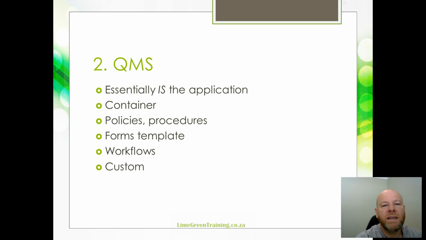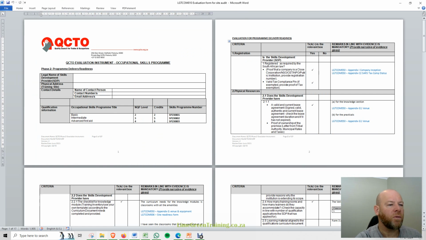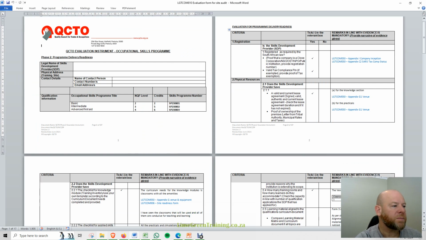QMS, Quality Management System. The QCTO wants you to communicate with them in writing that you are a compliant business that is operating according to written policies and procedures, and the QMS is the tool by which you communicate that with. QMS essentially is the application. When the QCTO audits you, they audit you by an evaluation form, and that evaluation form has specific requirements.